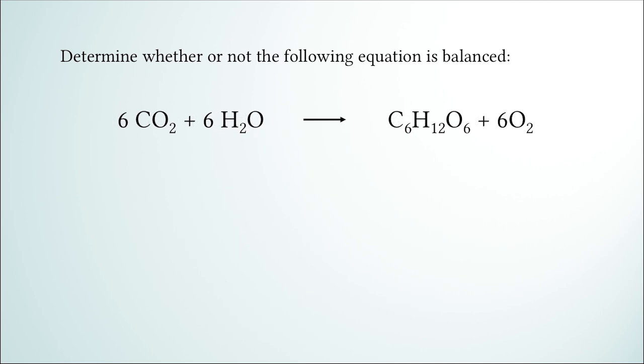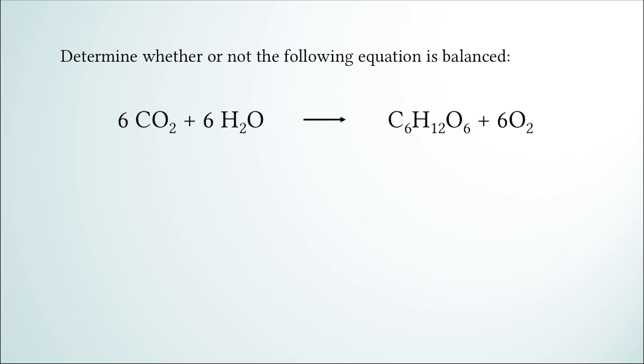Determine whether or not the following equation is balanced. 6CO2 plus 6H2O produces C6H12O6 plus 6O2. This equation in words is 6 carbon dioxide molecules plus 6 water molecules produces 1 glucose molecule plus 6 oxygen molecules. All we do is count the atoms on both sides of the equation to see if they balance.